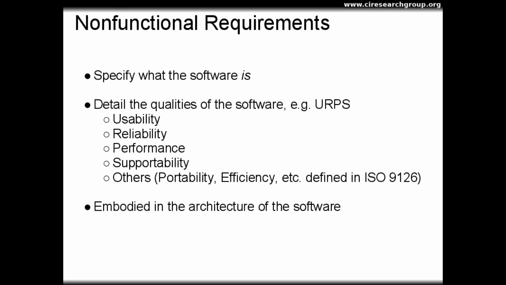Non-functional requirements, on the other hand, specify what the software is. These are often called qualities of the software. An example of this is the so-called FURPS list, which includes usability, reliability, performance, and supportability. ISO or IEC 9126 also defines some other qualities that a software system may have, including portability and efficiency. Non-functional requirements are embodied in the architecture of the software. How is the software put together to meet these quality requirements?